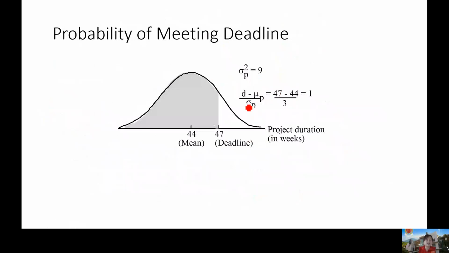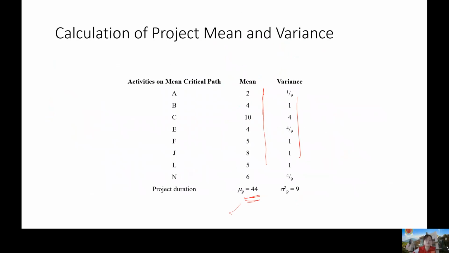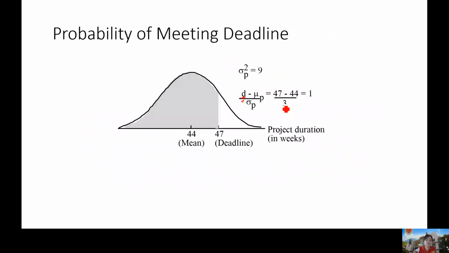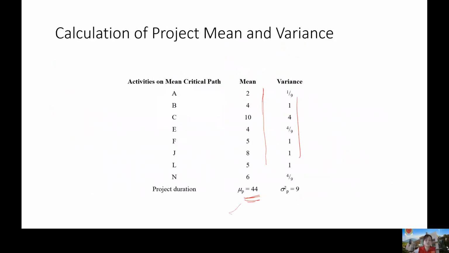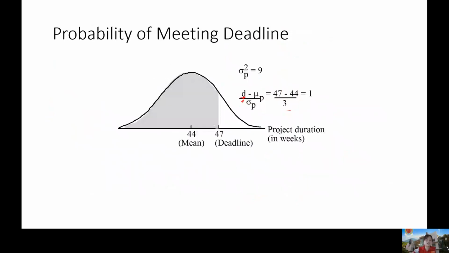Okay, probability of meeting the deadline's formula is the deadline itself, D, represents deadline. Halimbawa, 47 weeks yung sinabing deadline dun sa problem. 47 minus the mean of the probability, which is yung na-compute nyo dito, na 44, over 3. Bakit nakuha yung 3? Kasi yung variance niyo na na-compute ay 9 dito. So kaya square root, para makuha ang standard deviation. So that's 47 minus 44 over 3 is equal to 1.